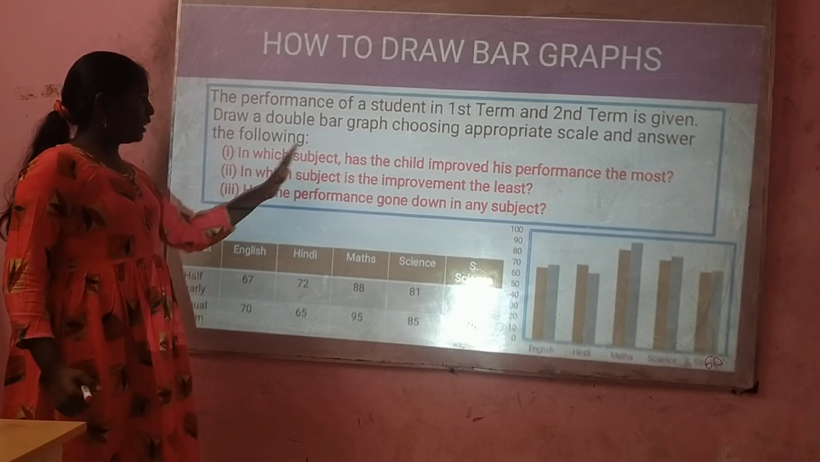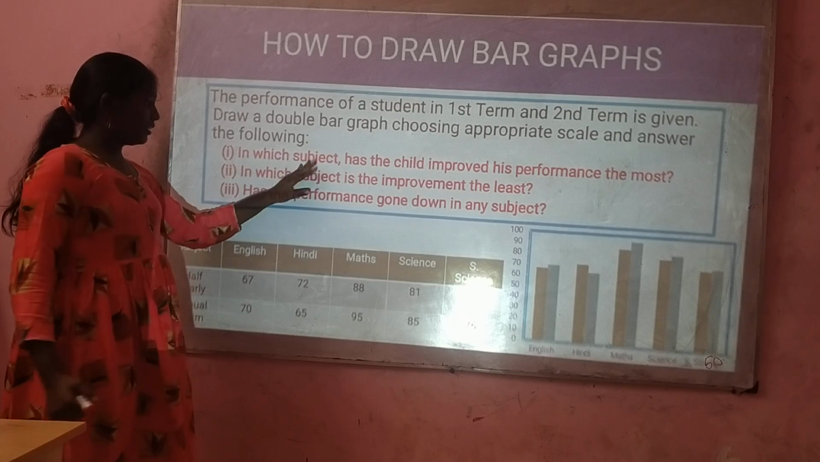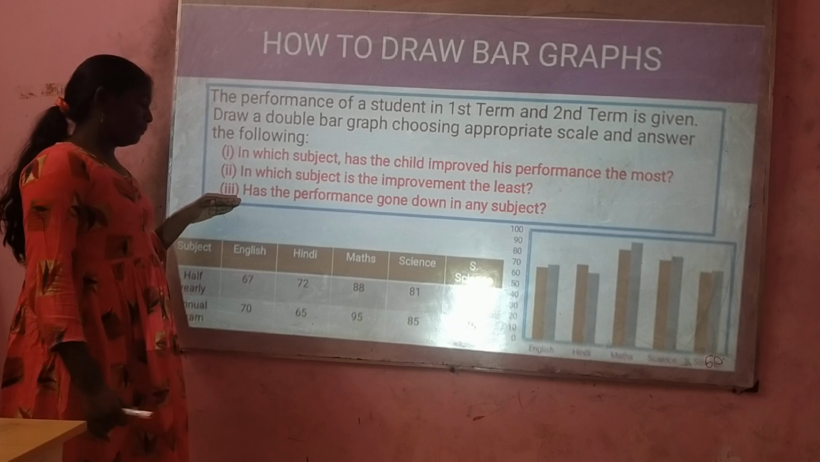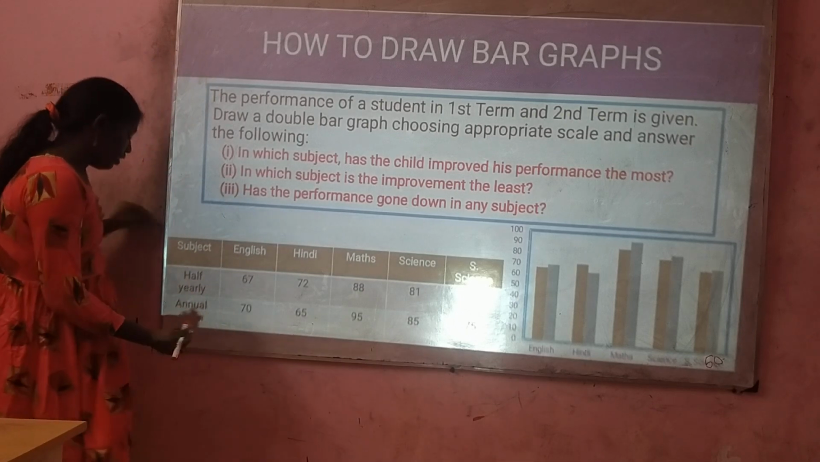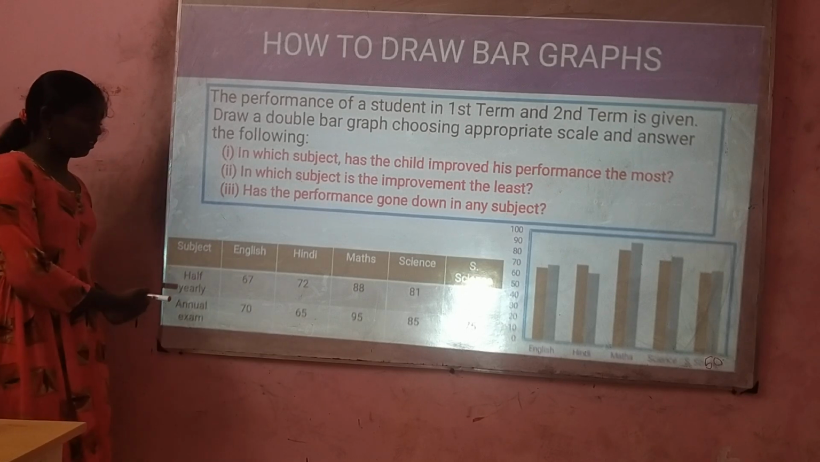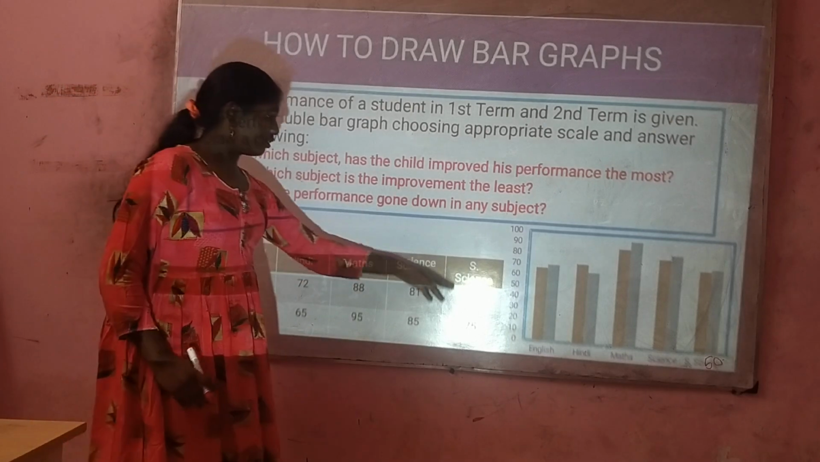In which subject has the child improved the performance the most? In which subject is the improvement least? Has the performance gone down in any subject? So half yearly and annual exam scores are given of a student. English, Hindi, Math, Science and Social Science.